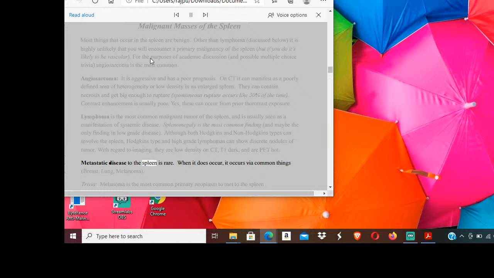Metastatic disease to the spleen is rare. When it does occur, it occurs via common things: breast, lung, melanoma. Trivia: melanoma is the most common primary neoplasm to met to the spleen.